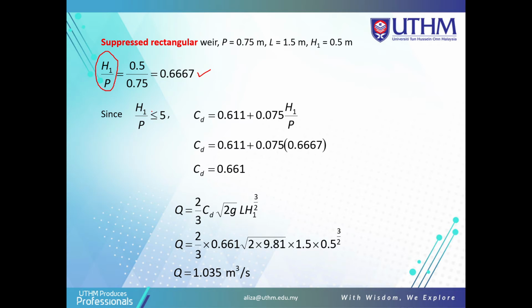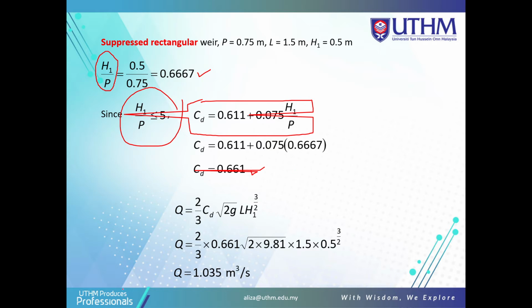So H1 over P is less than or equal to 5 here. Using this formula, you get the CD, which is 0.661.